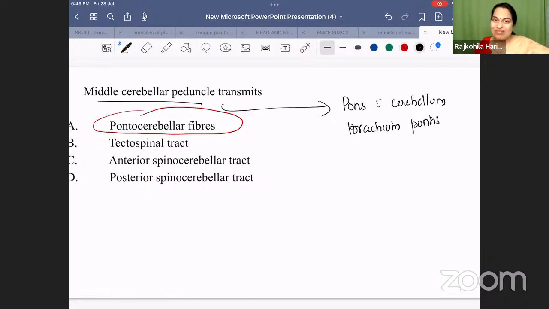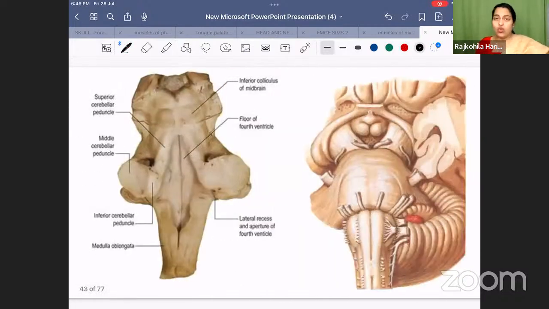Let's check the other options. Posterior spinocerebellar tract. How does it reach the cerebellum? It reaches through the inferior cerebellar peduncle. What about the anterior spinocerebellar and the tectospinal tract? They reach the cerebellum through the superior cerebellar peduncle, right? So the afferents and efferents of these cerebellar peduncles are must know. In an image-based question also, you should be able to identify the 3 cerebellar peduncles.